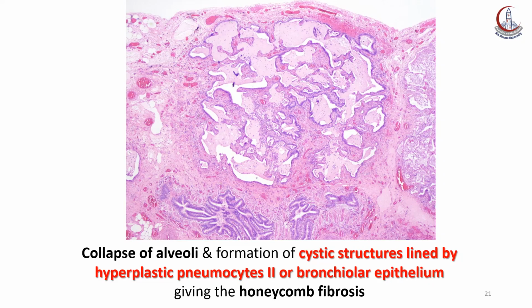Some alveoli will undergo collapse and others will form cystic dilatations, usually lined by type 1 pneumocytes, but this is an abnormal lining. It will be type 2 pneumocytes or bronchial epithelium, giving the honeycomb appearance with fibrosis in between.